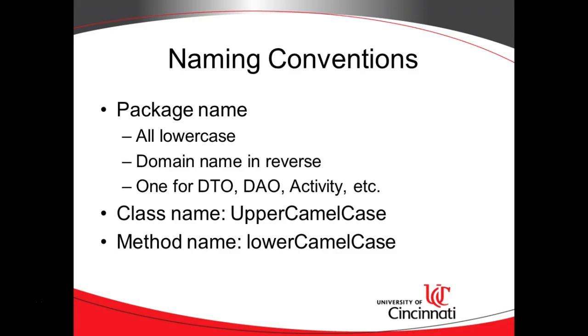Then under that, I might have sub-packages for data transfer objects, or DTO. I might have them for DAO, for activity, and so on and so forth. So that's a package. We want packages to be unique so that we can use libraries from others and we don't have any kind of collision. That's why we often do a domain name in reverse to start something.